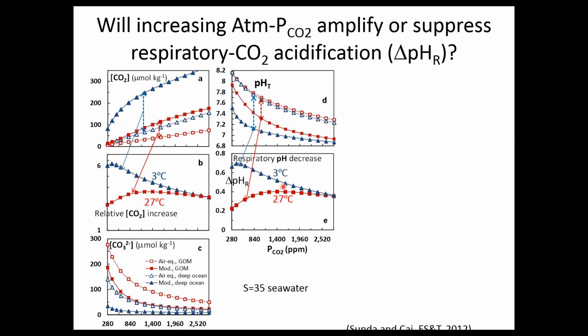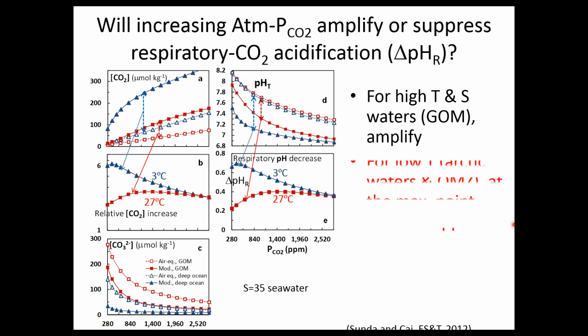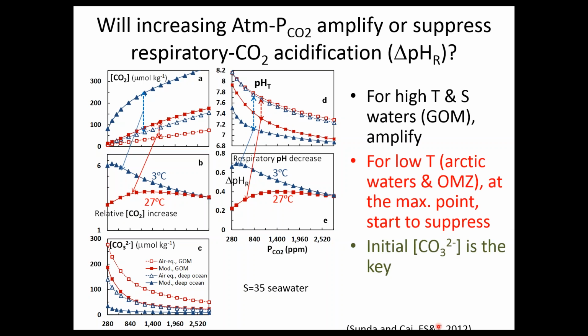So it will change in a different way from the Gulf of Mexico. But still today, the system with weak buffer capacity has a stronger response, a greater delta pH change due to the respiration. All right, I think I'm running out of time, and I'm going to just point out this key point that it's all related to the initial carbonate concentration in the water.